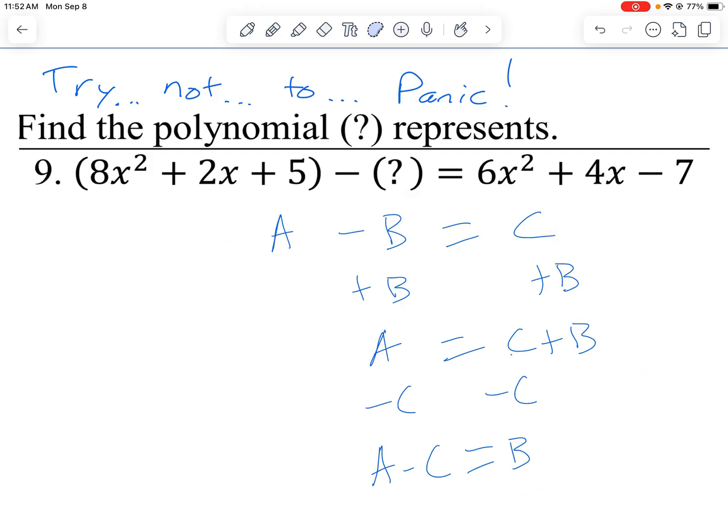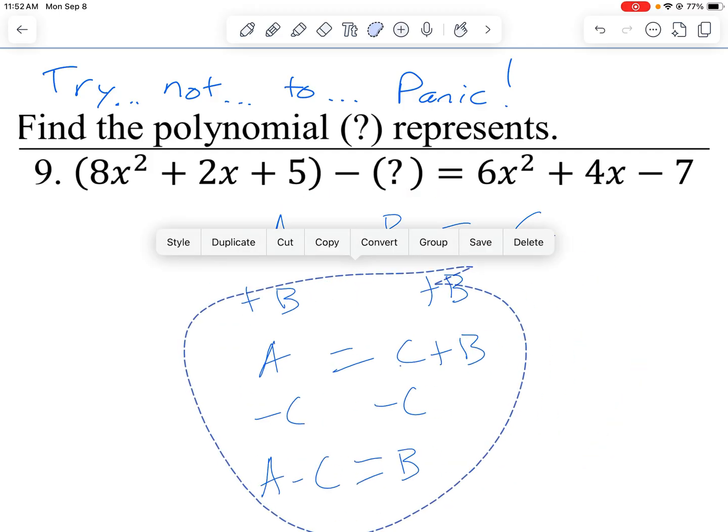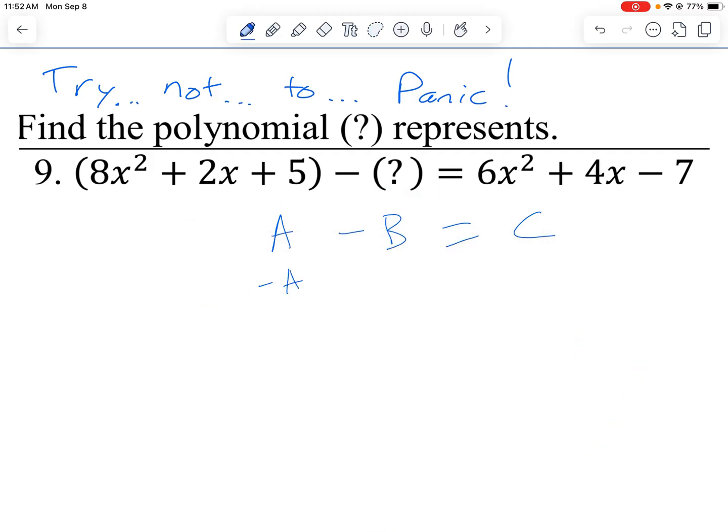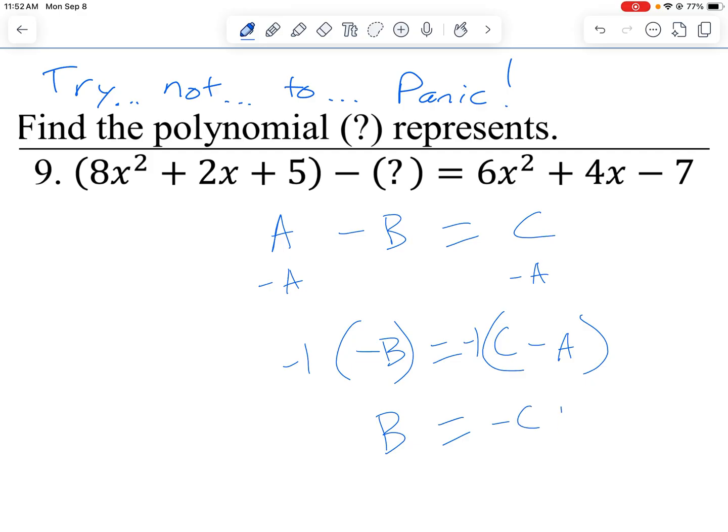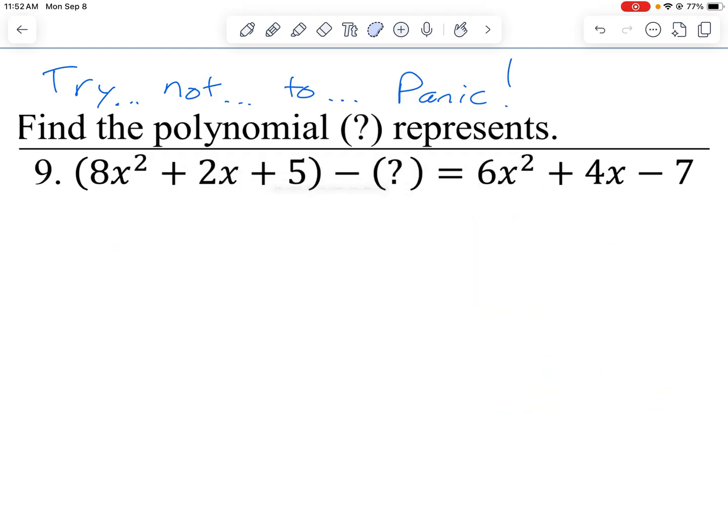Or I can solve this a different way. I can subtract A, and I get negative B equals C minus A. This is a negative 1, so I'm just going to multiply by negative 1 to get the sign right there. Now I have B equals negative C plus A. Both of those are fine. This is actually the same thing: A minus C is the same thing as negative C plus A. So I can use this algebraic knowledge to move the pieces of my equation around.